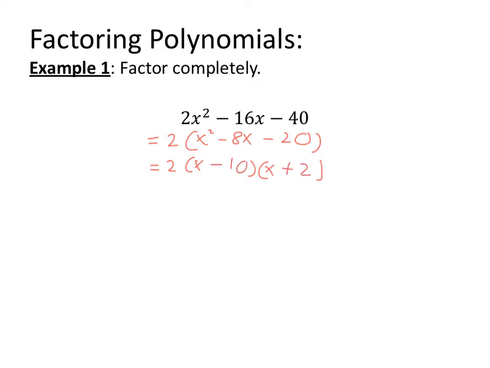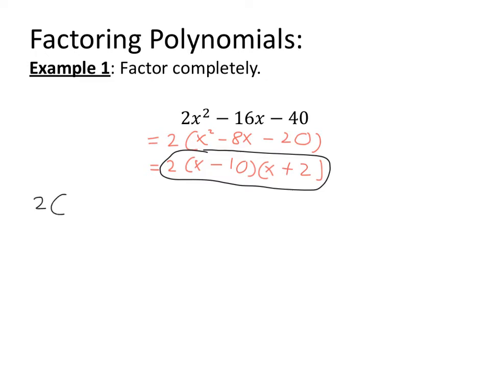And it doesn't matter what order I put those in. I could have put the positive 2 here and the negative 10 there. It's really just whatever works for you. And so that would be my answer. Before you just say, okay, we're good to go when we're done, let's check that. Let's use the distributive property, multiply that out, and see if we get what we started with.